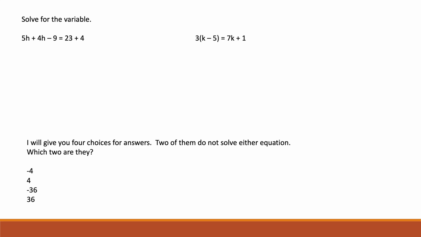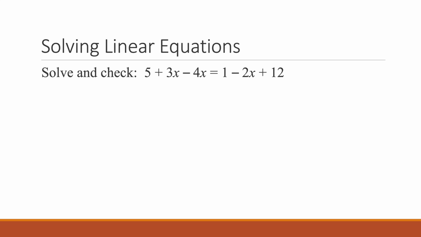I'm going to go further. I'm going to give you 4 choices for answers. 2 of them do not solve either equation. So as you look at this, 2 of these choices don't solve either equation. That means 2 of these choices are correct, 1 for each equation, and 2 of them are wrong, 1 for each equation. Keep working them. Well, you actually had the time to pause the videotape. Let's take a look now and see what we come up with.